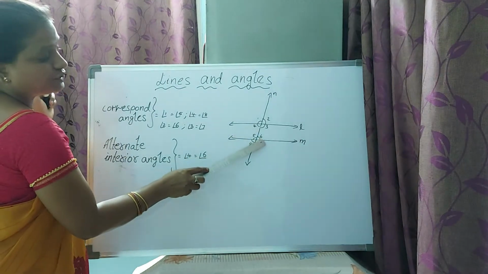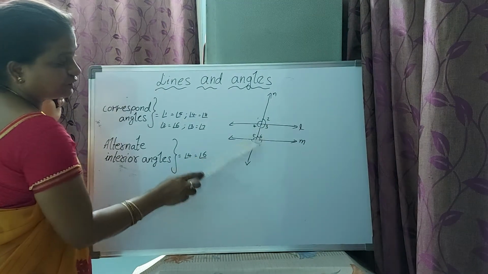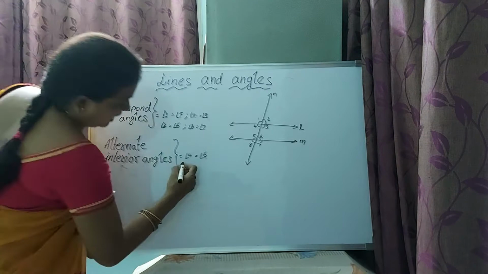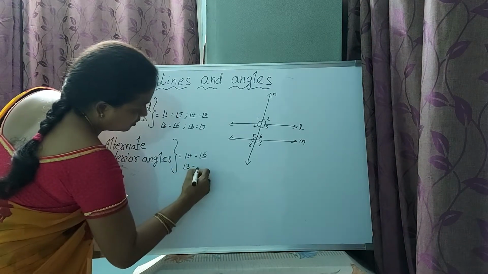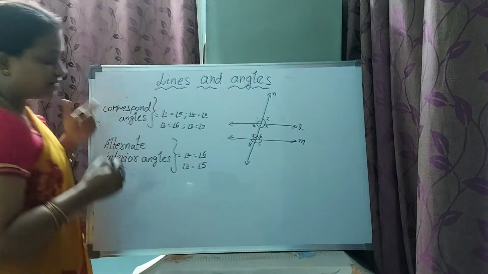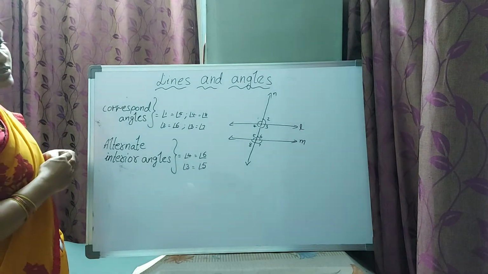Angle 4 is equal to angle 6. Angle 3 is equal to angle 5. These are the alternate interior angles.